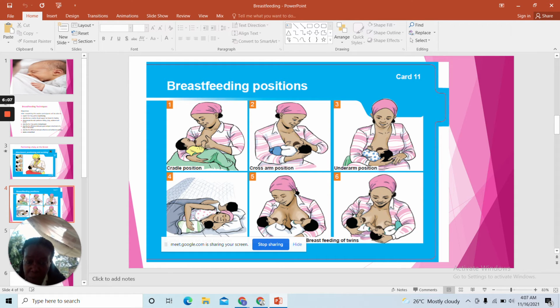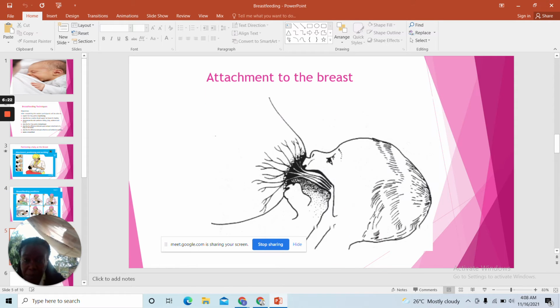These other two are for when we have twins. For twins, you can use either the cross arm position for the two children, or the underarm position. Each of them attaches to a different breast at the same time. So those are the positions we have.